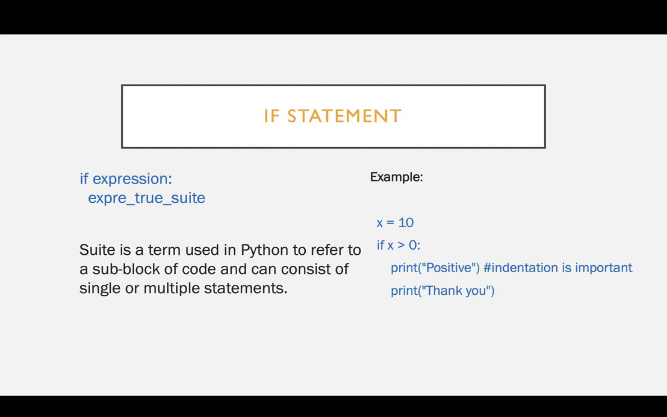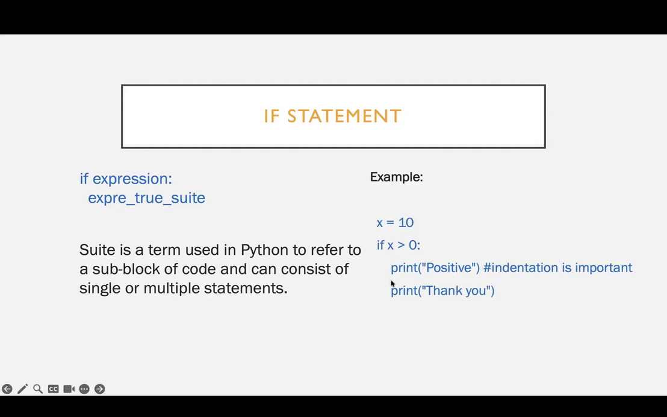If we take a look at the example on the right, we first of all assign x to be 10, and we say if the condition, the expression, is that x is greater than 0, and then we use the colon. We're going to print positive. If it's a value greater than 0, we're going to say it's positive, and then print thank you.